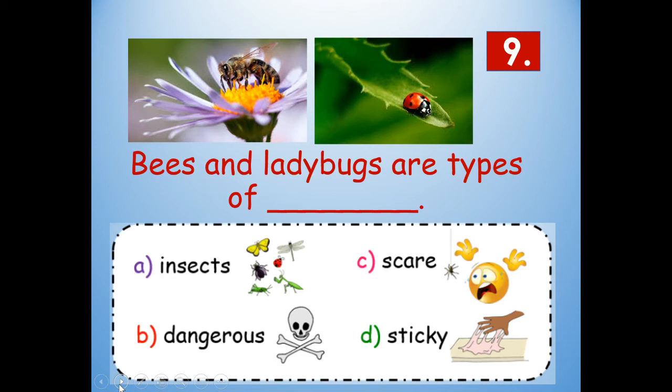What makes sense in the sentence? Bees and ladybugs are types of insects. I-N-S-E-C-T-S, insects. Bees and ladybugs are types of insects.